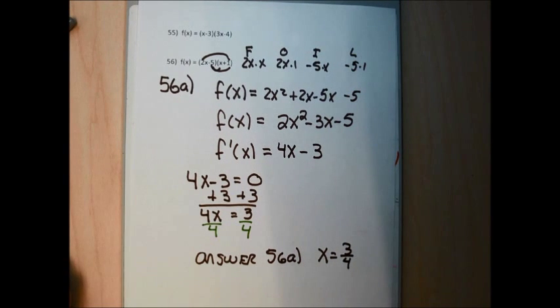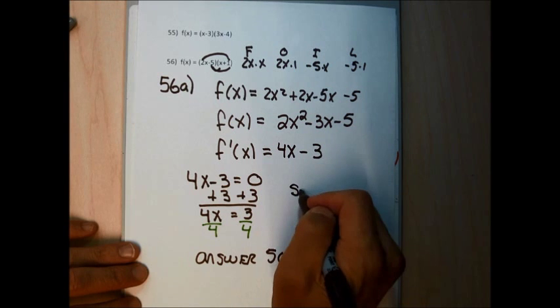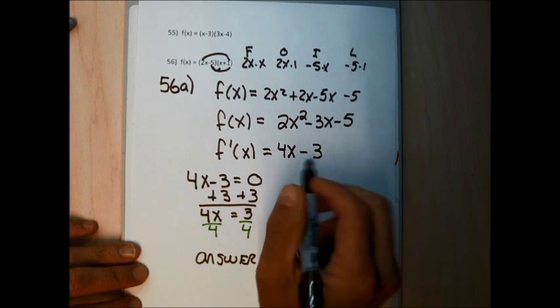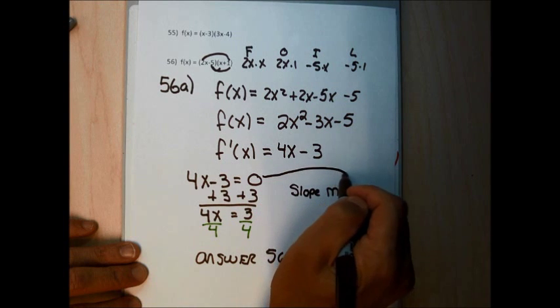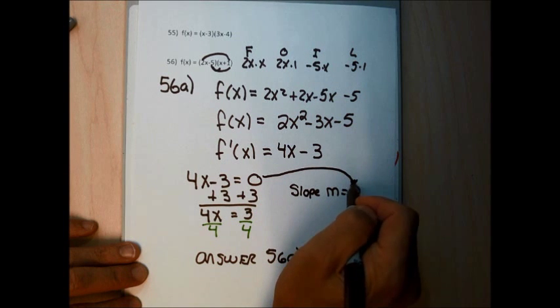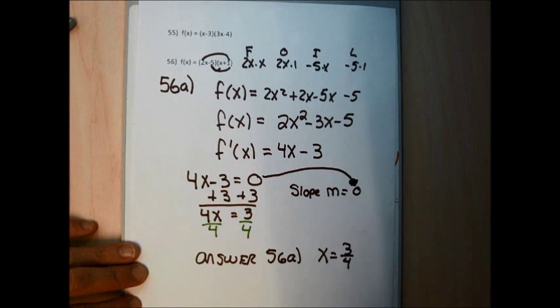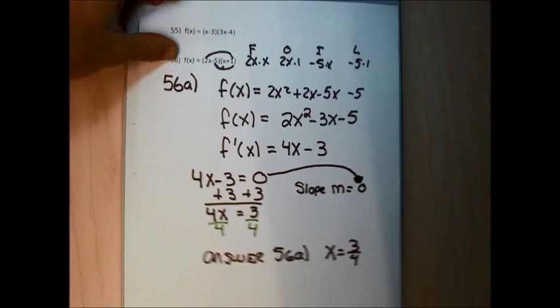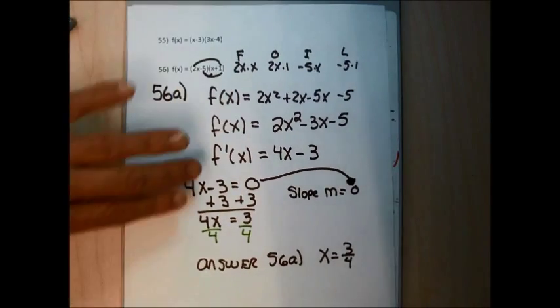Part B wants me to find the equation of the tangent line. And in order to find the equation of any line, I need the slope and a point. The slope, because I'm finding the equation of a horizontal line, is going to be 0. Again, if you take the derivative and set it equal to a number, the value of x that corresponds to that number is going to be the x coordinate of the point, and what you set it equal to is the slope.